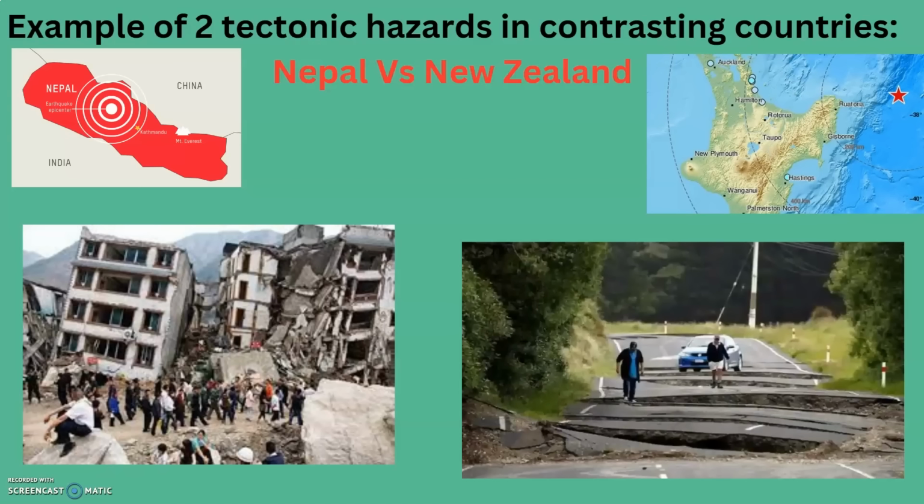So those are the effects. Now let's look at the next thing that the specification requires you to know about this, which are the responses. What were the immediate responses and what were the long-term responses? So in terms of the immediate responses, in New Zealand, an immediate tsunami warning was issued quickly. Residents of coastal areas were told to move to higher ground.